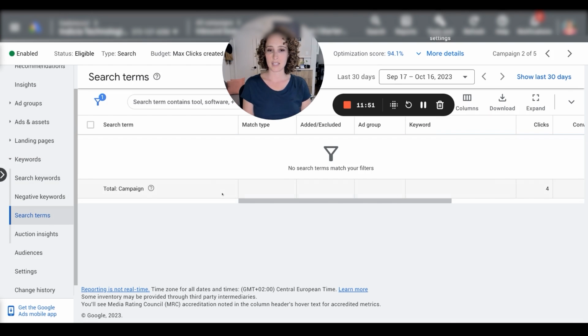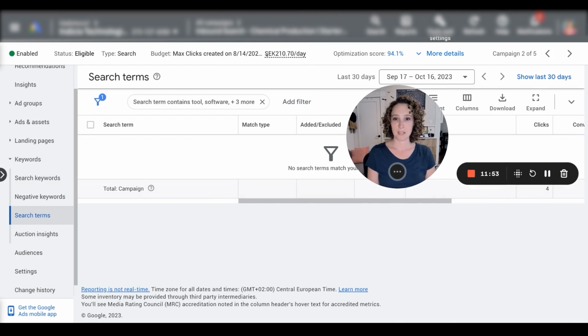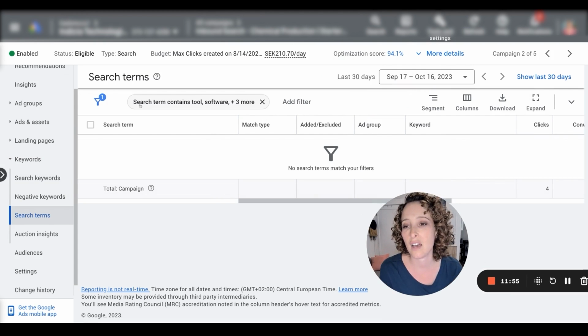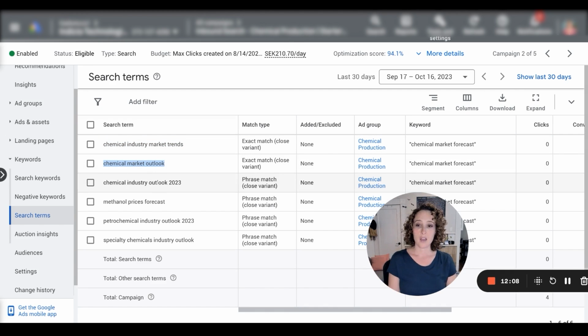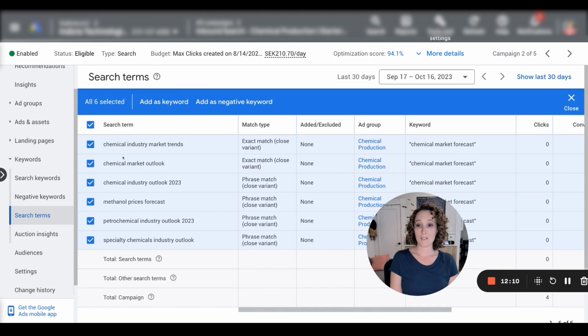relevancy. Look, I have a filter for our bottom of funnel and it got none of those in the last 30 days. So let's remove that and see what it's doing. Okay. Chemical market forecast, chemical industry market trends, chemical industry market outlook. Right. So these, I would call these all middle of funnel.